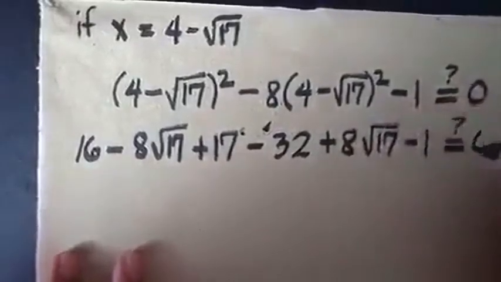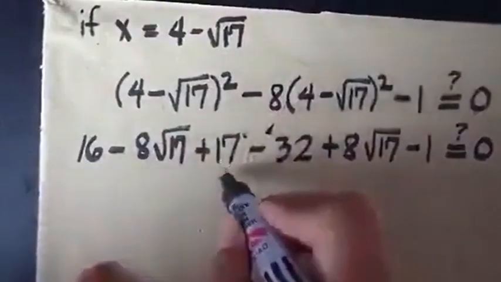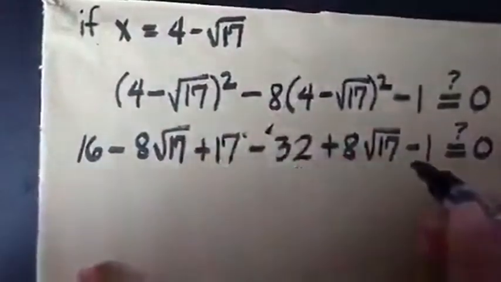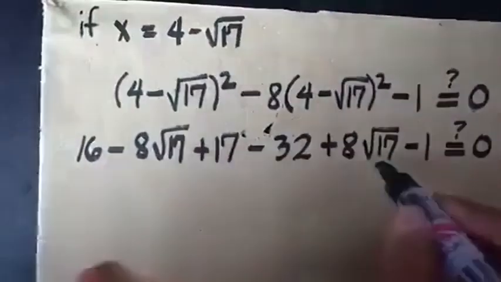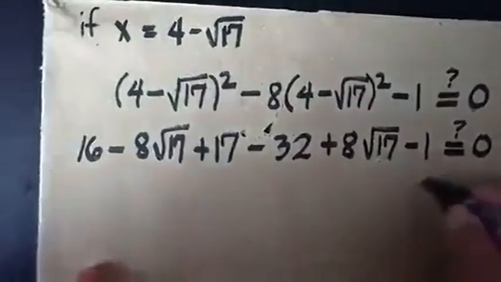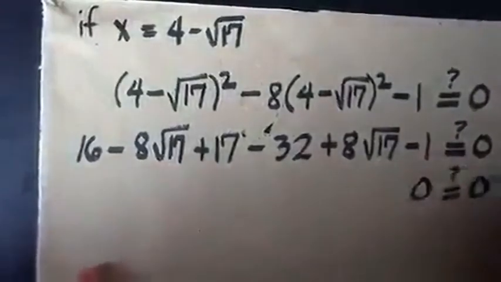So, is it equal to 0? So, simplify. 16 plus 17, 33 minus 32 is 1 minus 1, 0. Negative 8 square root of 17 plus 8 square root of 17 is also 0. So, therefore, 0 is equal to 0.